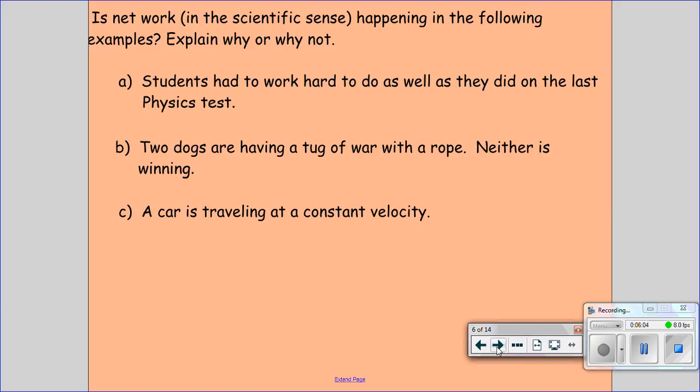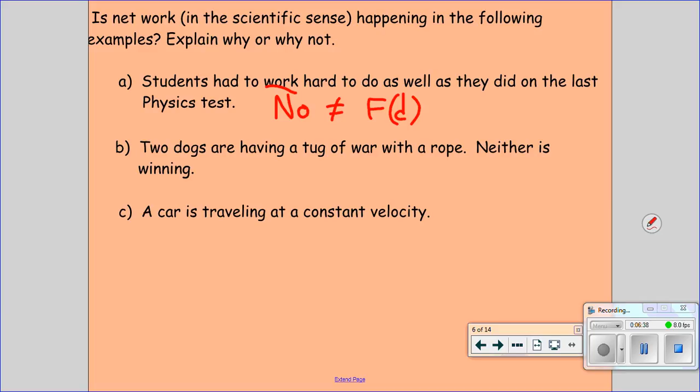So at this point, hopefully you paused the video, came back, and realized in scenario A, the answer is no, because the work that the student is doing is not equal to force applied over a distance. Now, the pencil was doing work on the paper when you were answering your physics questions. However, your metaphysical work is not the same as the physics term work that we're talking about in this video.